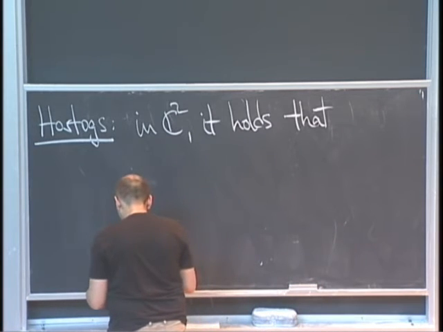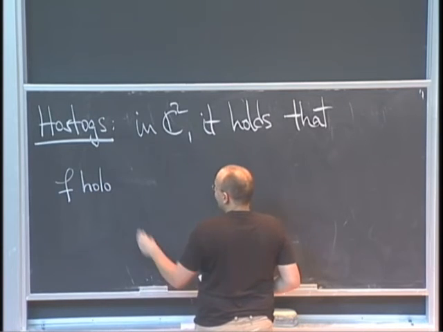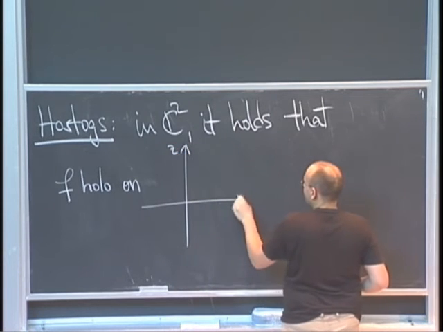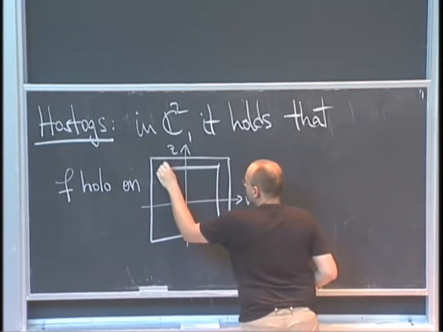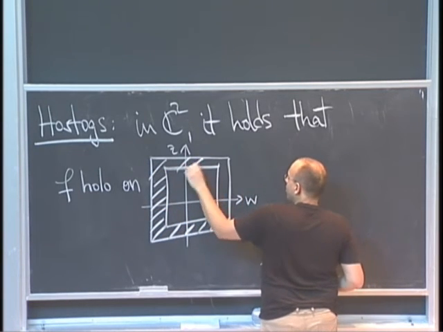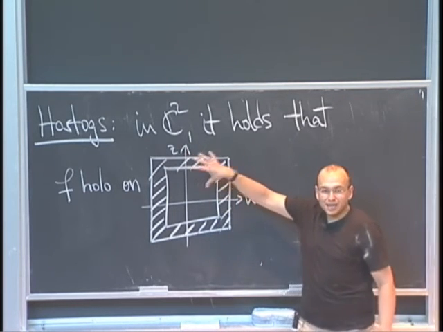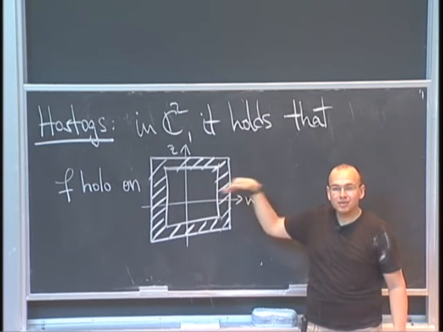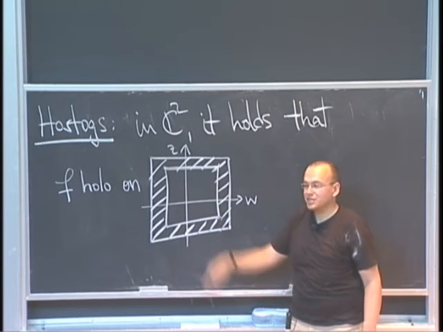Just going to draw a picture. If f, it's going to be an implication. If f is holomorphic on a region of the following form, so these are my coordinates z and w in C2. Your first exercise is to think about what this picture actually means, but I'm basically taking a neighborhood of the origin and removing a smaller neighborhood. But I'm doing this in a product way, piecing together products of domains, disks and annuli in complex dimension 1.